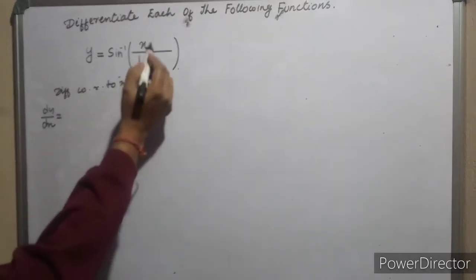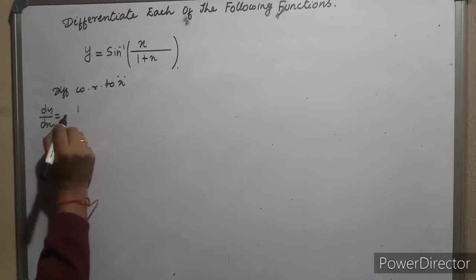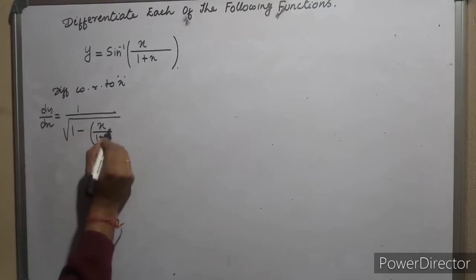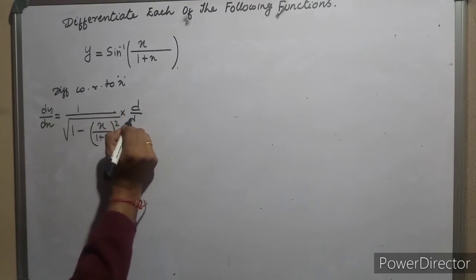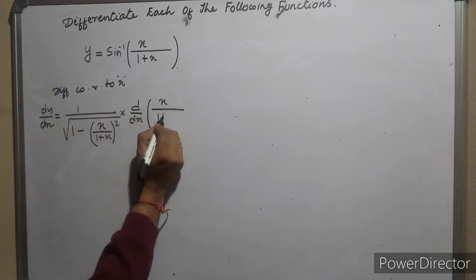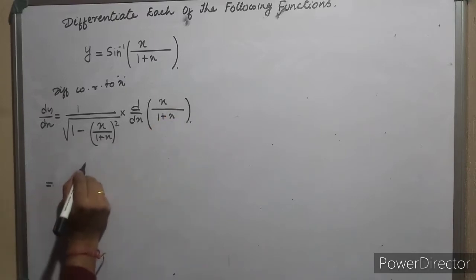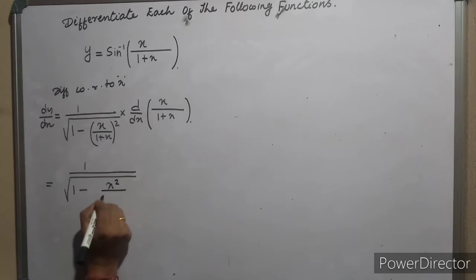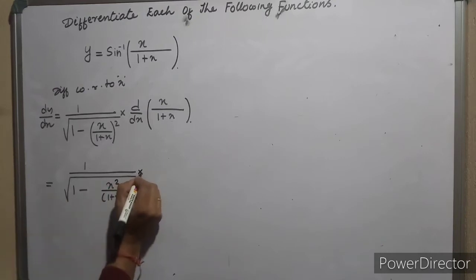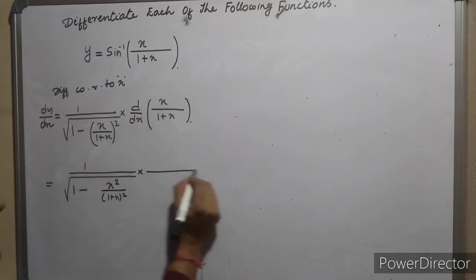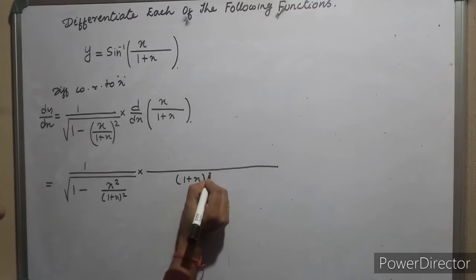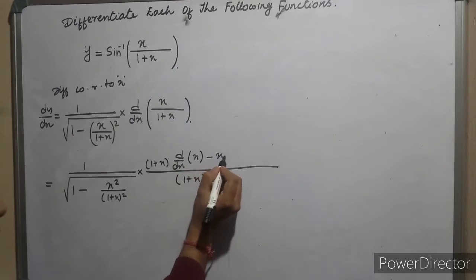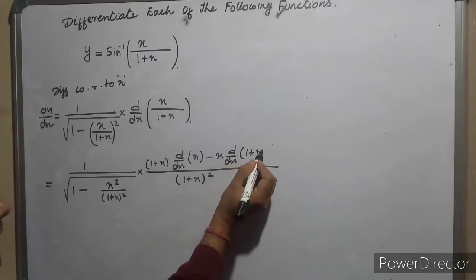Now the derivative of sine inverse x is 1 over the root of 1 minus x square, where this whole thing, x over 1 plus x, is considered as x, so it is 1 over the root of 1 minus x over 1 plus x whole square, into dy dx of x over 1 plus x. Now we can separate the power functions over here: x square over 1 plus x whole square, into dy dx of u over v, which is v dy dx of u minus u dy dx of v over v square, with v as 1 plus x.